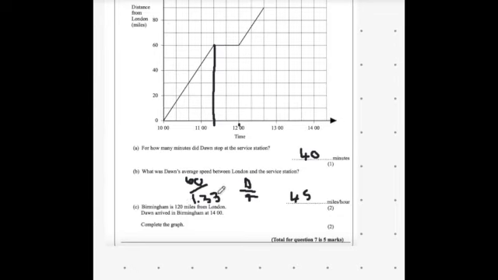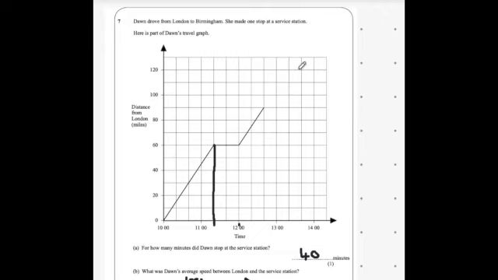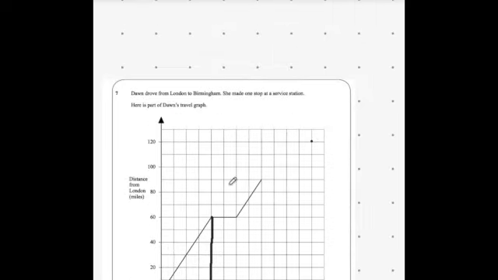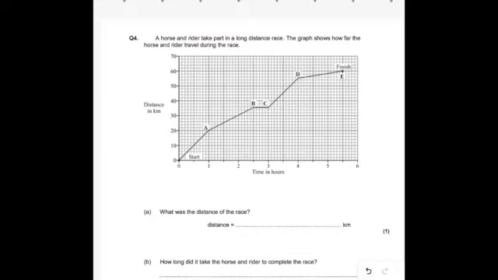Next question. Birmingham is 120 miles away from London. Dawn arrived in Birmingham at 2 o'clock. So you go to 120 distance up to 2 o'clock. Just making sure I've got the right one. This is just plotting on the graph. And then it should be a straight line. I find it quite hard to draw a straight line on this, but this should be a straight line. Because speed, time, distance graphs are all straight. It's one of the rules.